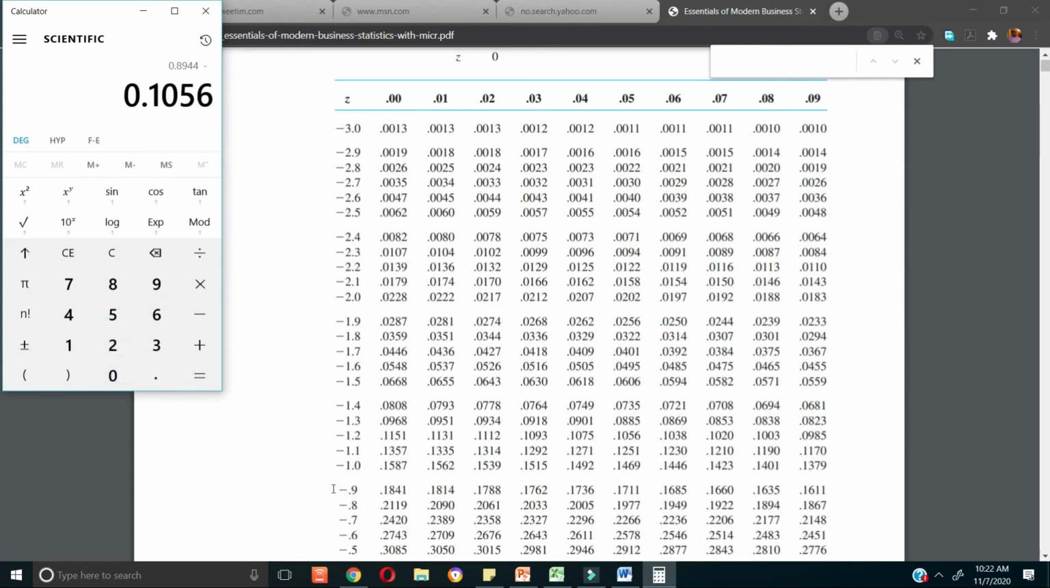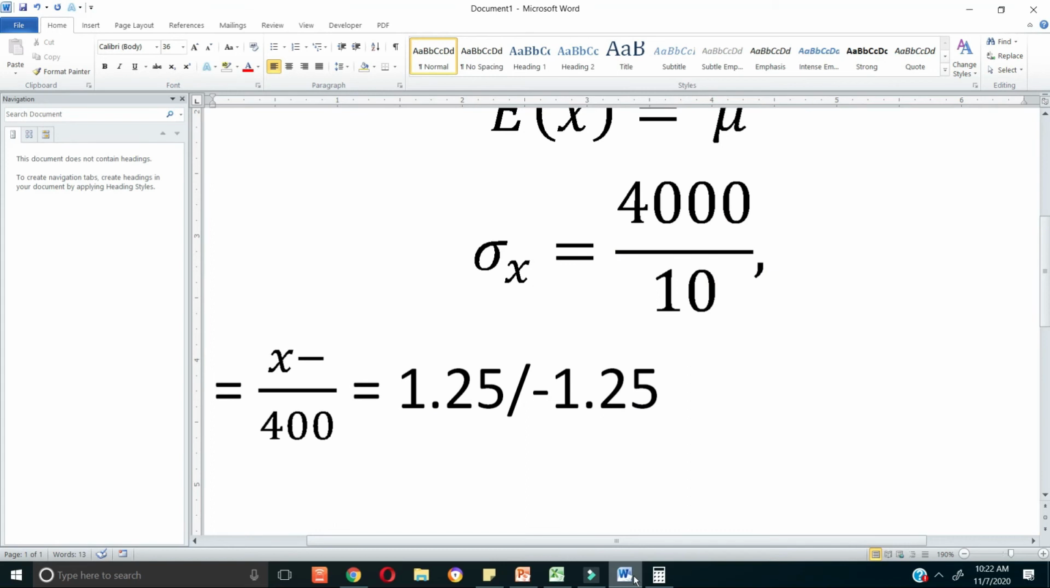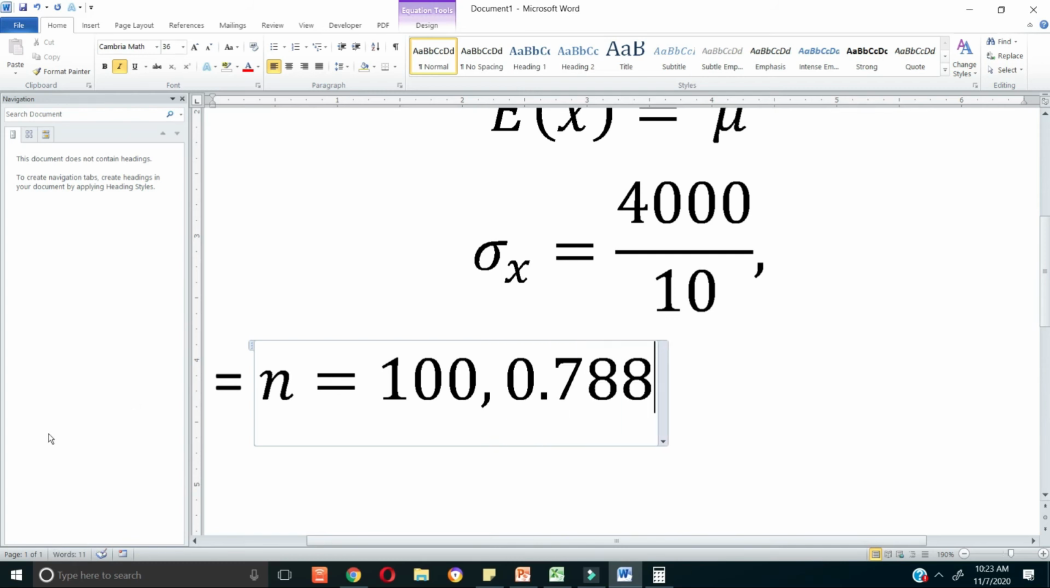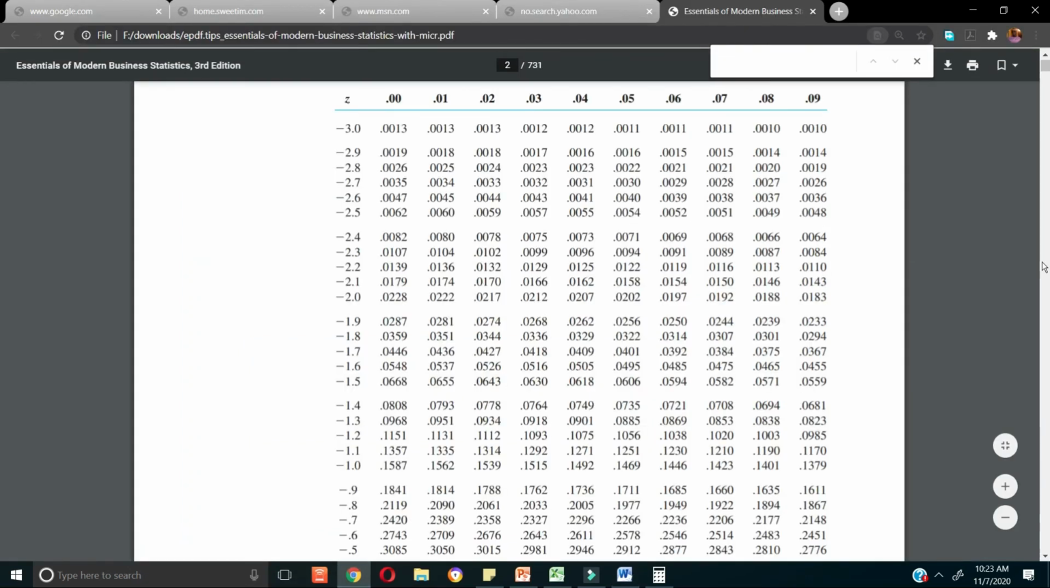Did I get that right? So just a minute. So let's see what happens. So you have 0.788, right? So the value is going to be 0.788. So when you have n equal to 100, that is actually going to give you 0.788. So let's check with the book and see if that's what they actually get when n is 100.